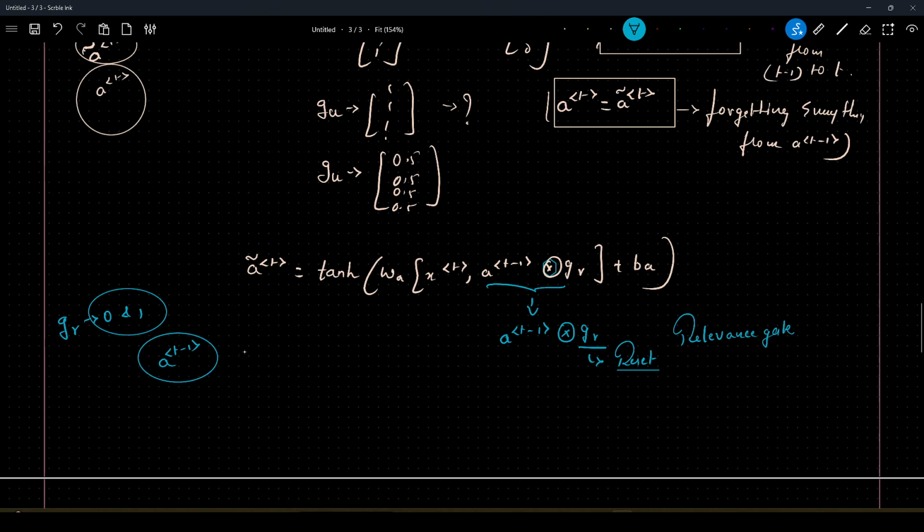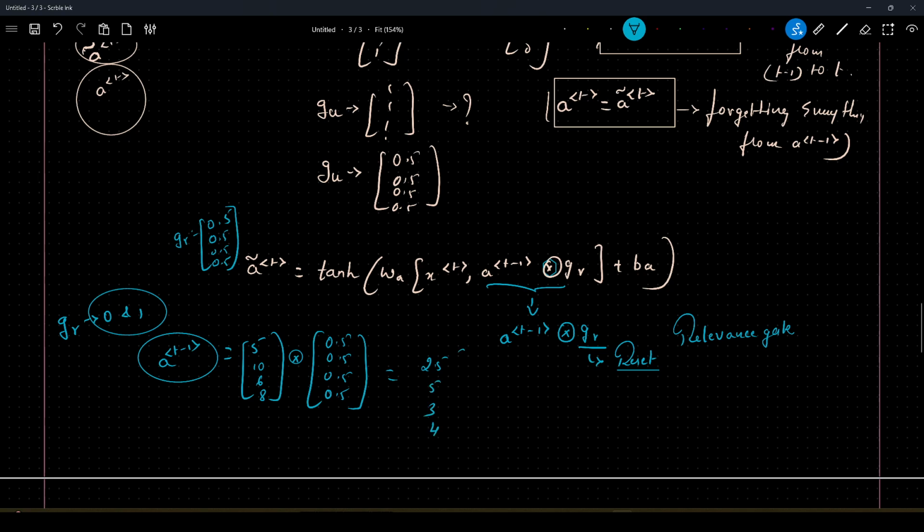Again, what happens? If we have some information 5, 10, 6, 8, something like this as AT minus 1, and if GR, for simplicity, let us just assume we got all 0.5s here. It's not necessary that all 4 values should be equal, it can be different. So now we are doing pointwise multiplication with a vector of all 0.5 values. So the output will be 2.5, 5, 3, 4, right? So the output of this will be these values.